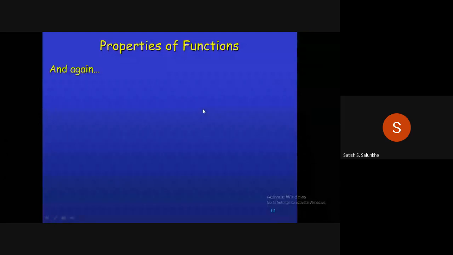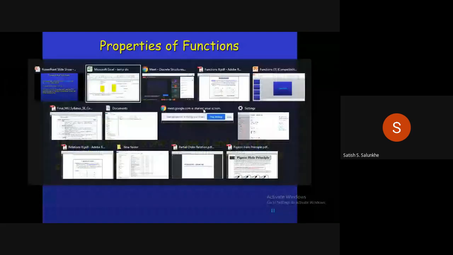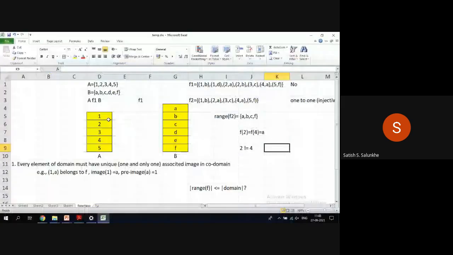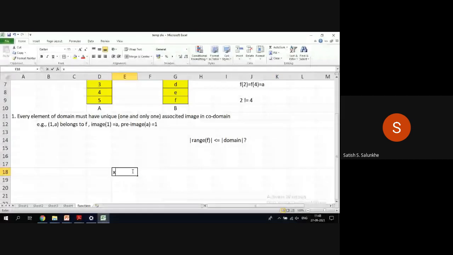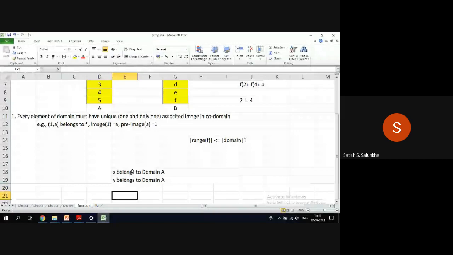Going ahead. Can you repeat? Okay, I will repeat again. If you say you are having x belongs to domain A, y belongs to domain A, and you do have codomain B.